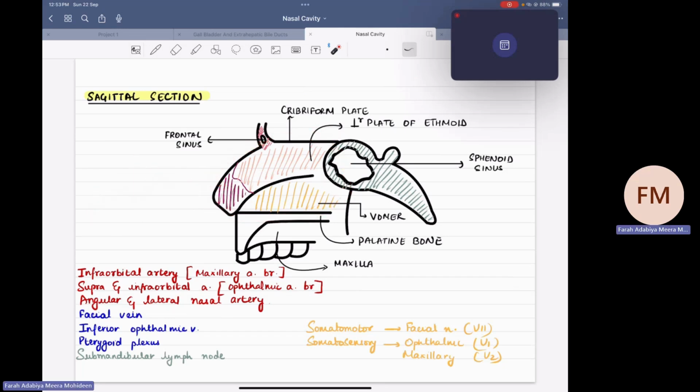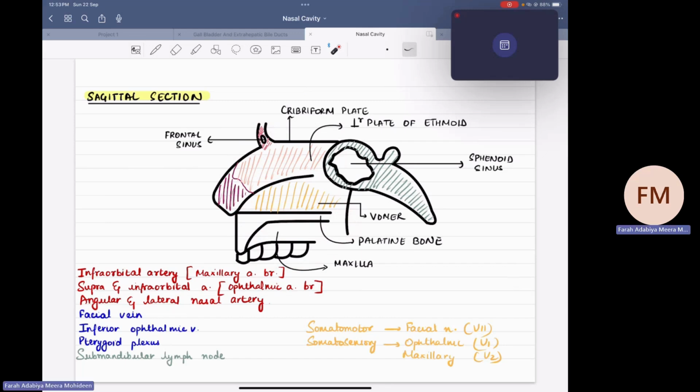You have also a few sinuses that you can talk about in this particular section. You have your frontal sinus and your sphenoid sinus. Now, below, inferiorly, you have your palatine bone and your maxilla.